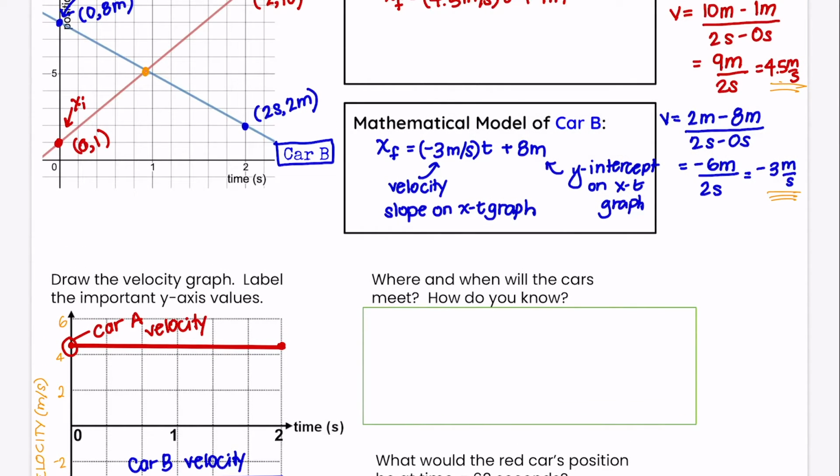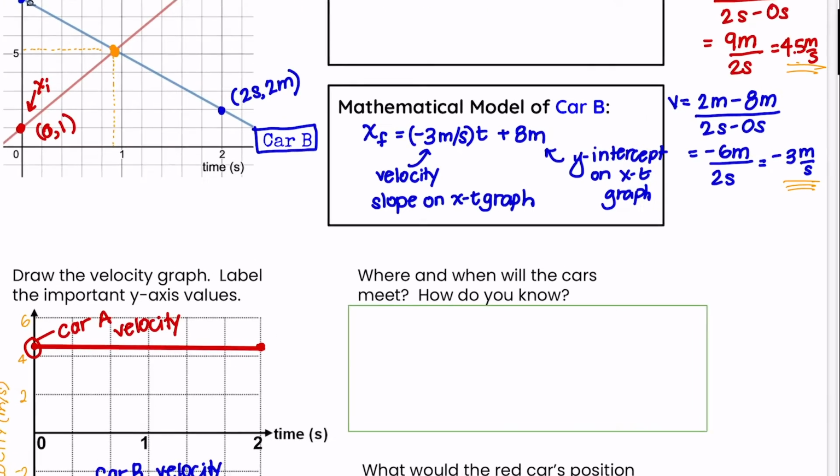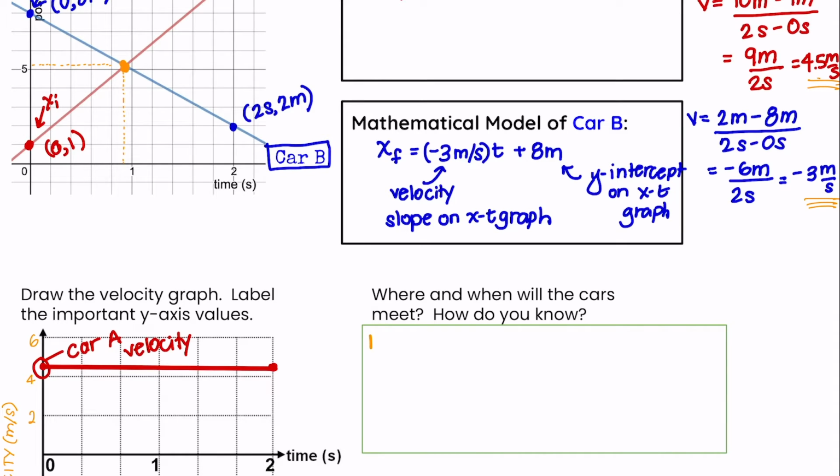So now we're going to go ahead and look at where and when the cars will meet. And so right here at this yellow dot where the red line and the blue line intersect, we see that it intersects approximately right before 1 second and right after 5 meters. So at that moment in time, at that location, that's where those two cars met each other. And so the cars will meet each other where the lines intersect, where the intersection of the lines on the graph. And that means that they're at the same place at the same time.